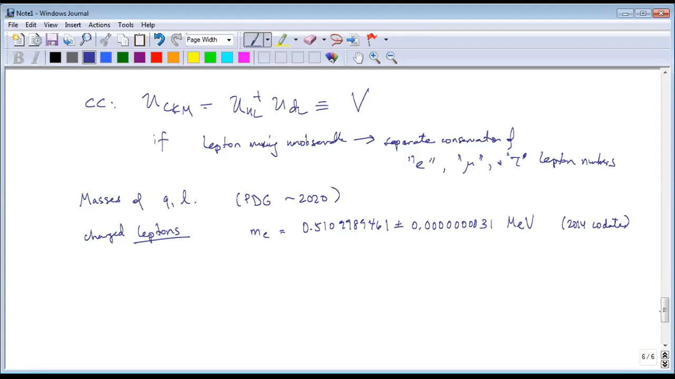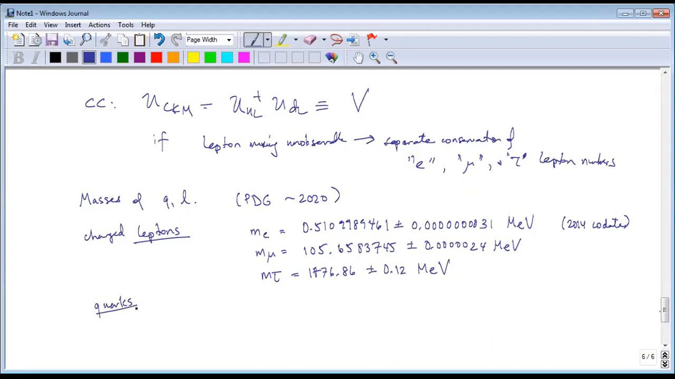And the muon is also known extremely well. 105 MeV is the sort of thing to keep in your mind. Here's the details. And the tau mass is much bigger, 1776 MeV, and much less well known, as can often be typical for the third generation.